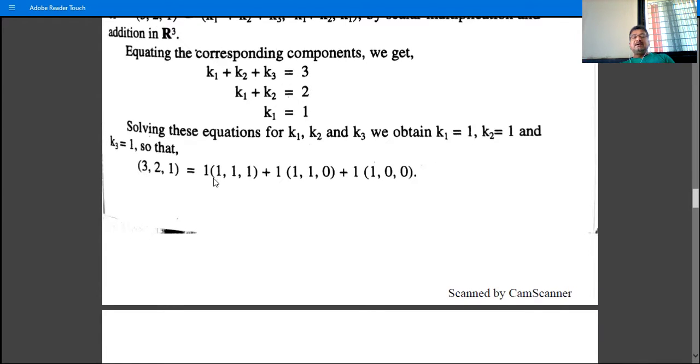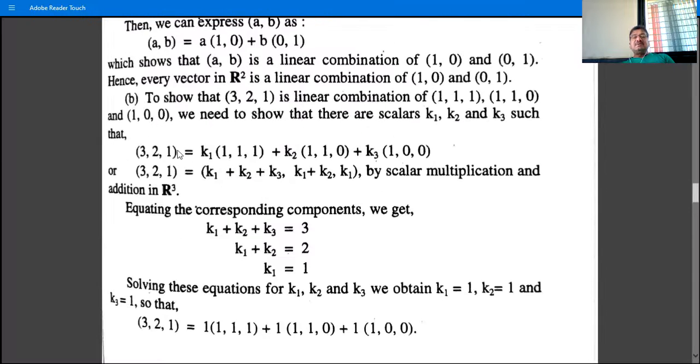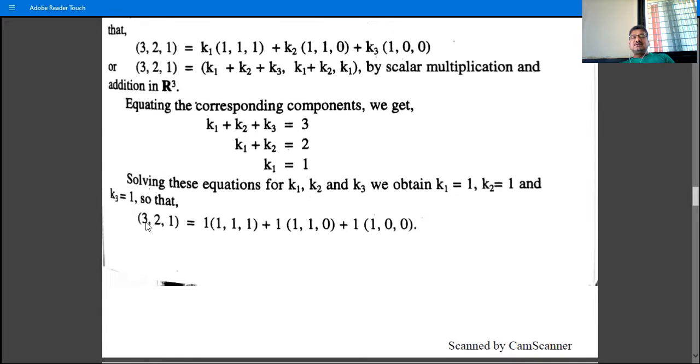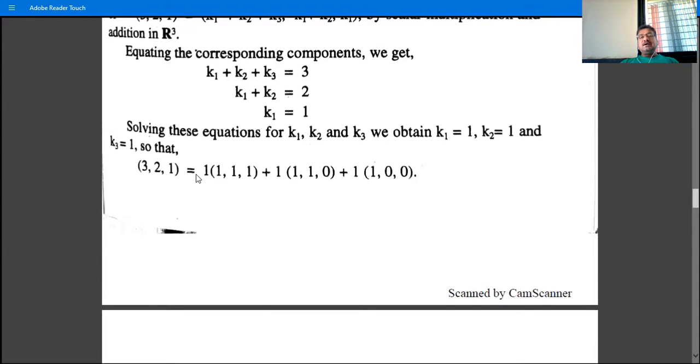So (3, 2, 1) is expressed with k1 as 1, k2 as 1, and k3 as 1. This last equation shows that (3, 2, 1) is expressed as a linear combination of these three vectors (1, 1, 1), (1, 1, 0), and (1, 0, 0).